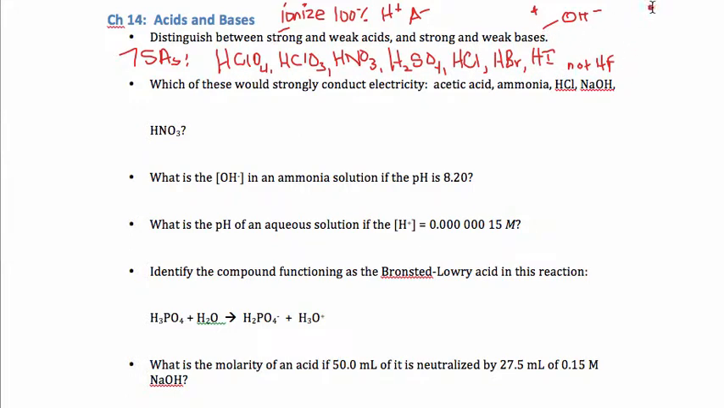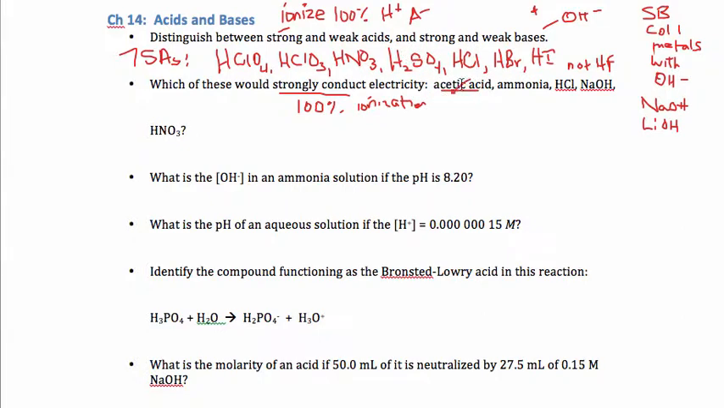All right, the strong bases, column 1 metals with OH minus. So we're talking NaOH, LiOH, etc. The column 2 metals might be strong bases also. All right, which of the following would strongly conduct electricity? By that we mean ionize 100%, which is just asking which of these are strong.